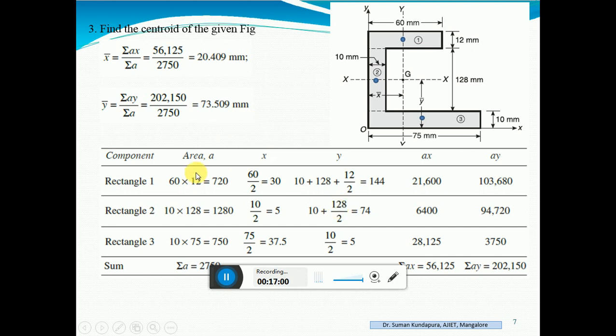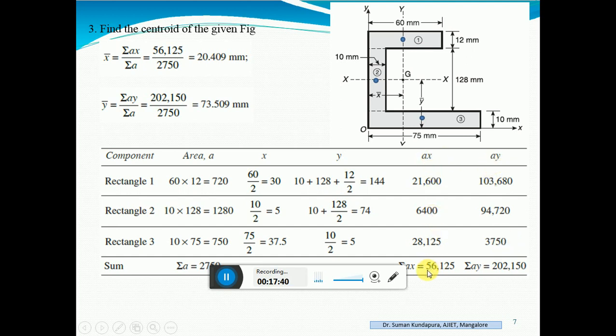Now find out a into x. That is a into x. Multiply this, you will get 21,600. 1280 into 5, 6,400. 750 into 37.5, you will get 28,125. Next you go on to ay. A into y. 720 into 144 gives you 103,680. 1280 into 74 gives you 94,720. 750 into 5, 3,750. So multiplying a into y, a into x.